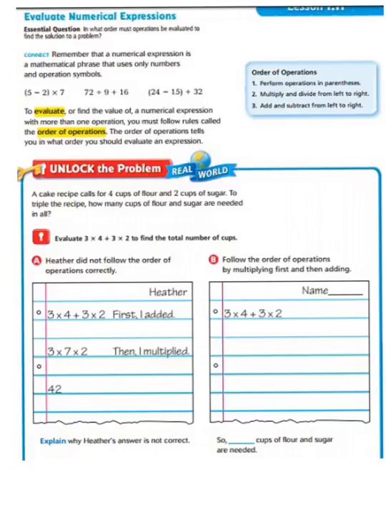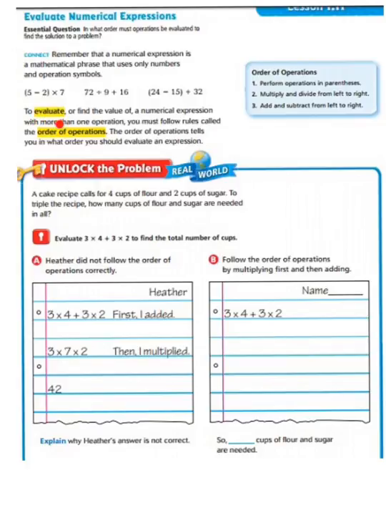So we're going to connect this back to one of our previous lessons, and we're going to remember that a numerical expression is a mathematical phrase that uses only numbers and operation symbols. It is not going to have an equal sign. It is not going to have an answer to that. So let's take a look at some other terminology that we're going to have.